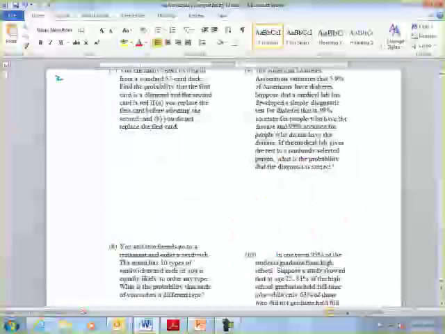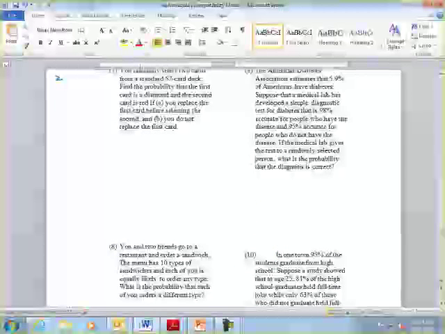Same type of problem again. First draw, we want to be a diamond, and second draw, we want to be red. Part A, if we replace. So how many diamonds are there? 13 diamonds. It's one of the suits out of 52 cards.